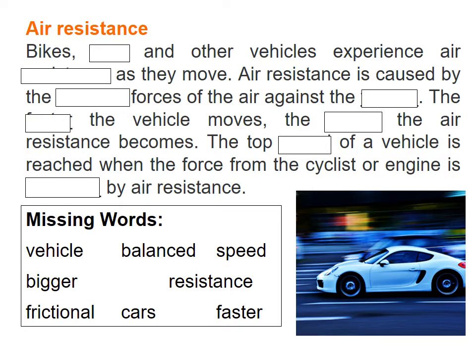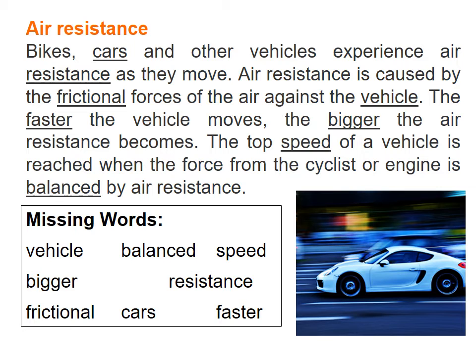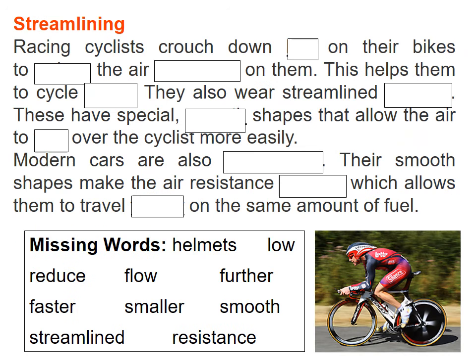Okay, let's go through this paragraph here, put the correct words in. So bikes, cars and other vehicles experience air resistance as they move. Air resistance is caused by the frictional force of the air against the vehicle. The faster the vehicle moves, the bigger the air resistance becomes. The top speed of a vehicle is reached when the force from the cyclist or engine is balanced by air resistance. We can reduce air resistance by streamlining.